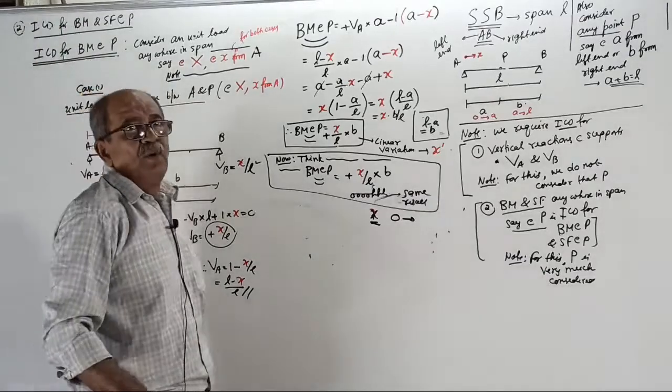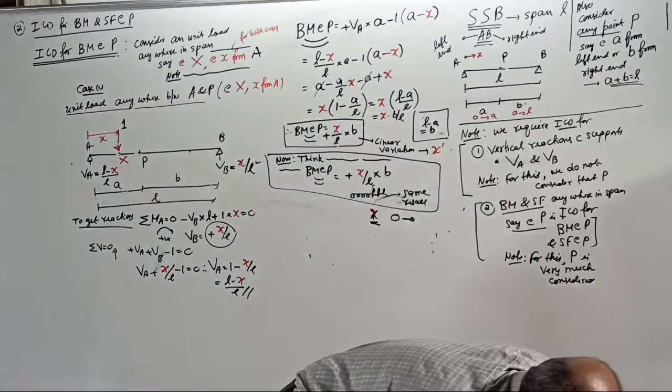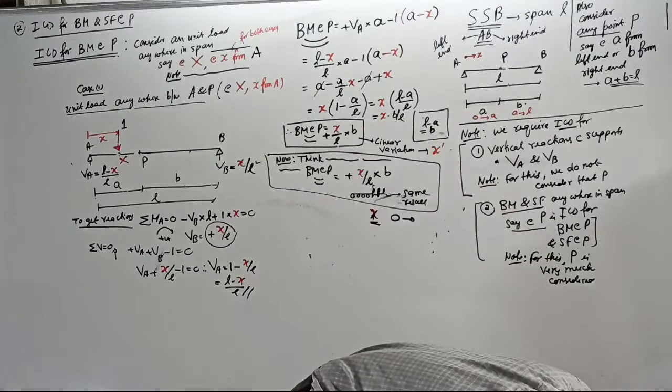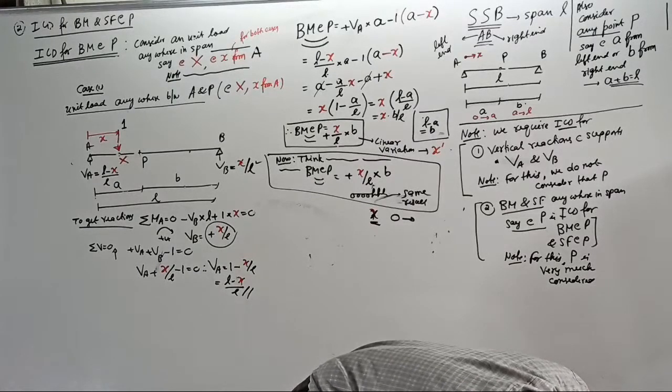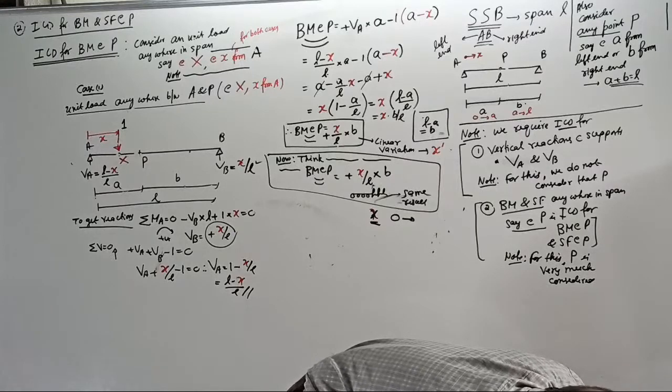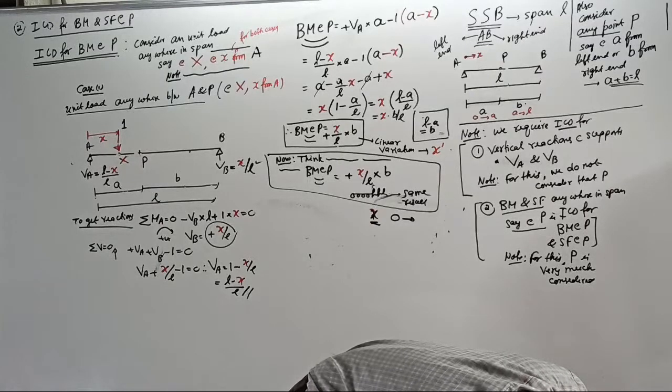So this varies from 0 to, this I told already, the limit. 0 to what? Load is moving from A to P. Load starts at A, load stops at P. And X is from A, 0 to.